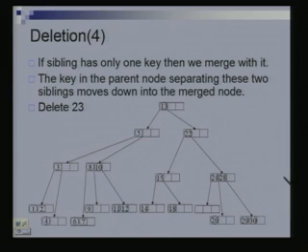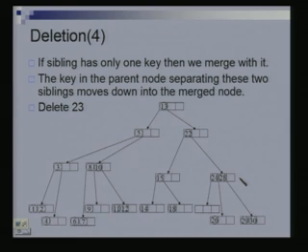Everyone understands why this is required? So I try to borrow from here, but if I borrow from here, that is 26 goes up and 24 comes down, this is going to become empty. So that's not going to solve our problem. So what we are going to do is merge. These two are going to merge, combine.